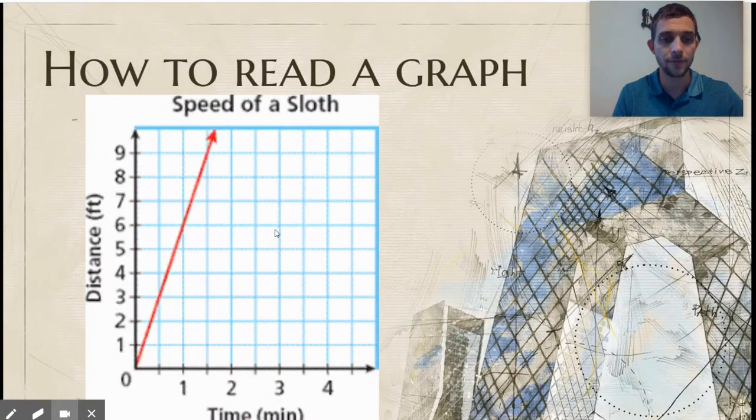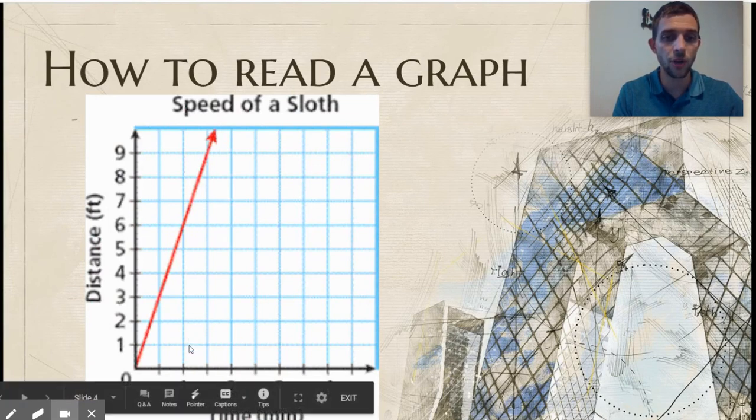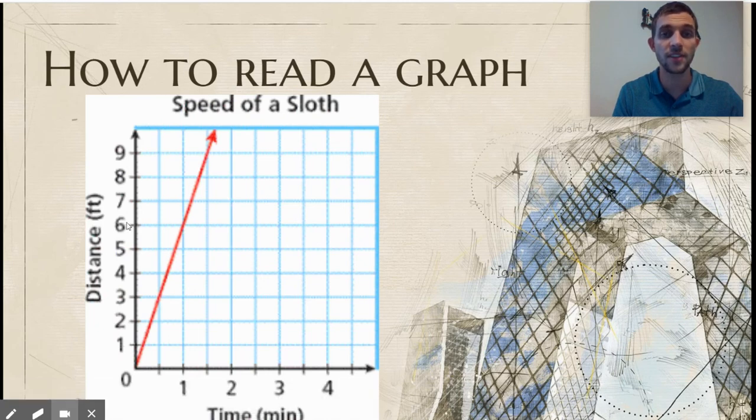In this graph, we can see that if we are corresponding with 1 minute, because our x is time, we can take 1 minute corresponds with 6 feet. And so maybe this is the speed of a sloth. Sloths are very slow, and in 1 minute, they're going to travel 6 feet.